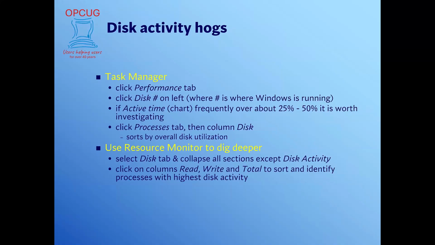So I just went through the active time on there. Again, if it's about 25% to 50% above that, it's probably worth investigating what it is that's actually using all of that disk activity. And then you go to the processes tab and sort by disk utilization. This is one area where you can use Resource Monitor to dig deeper. If you load it up, you can actually see the disk activity by actual file on disk that is being accessed. So that might help you track down what's going on with the computer.